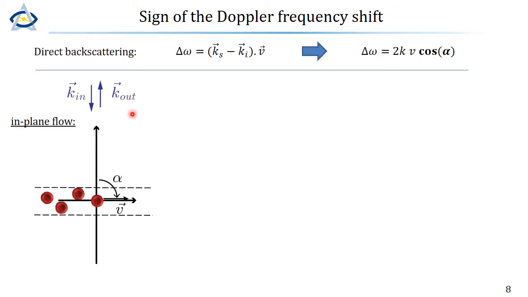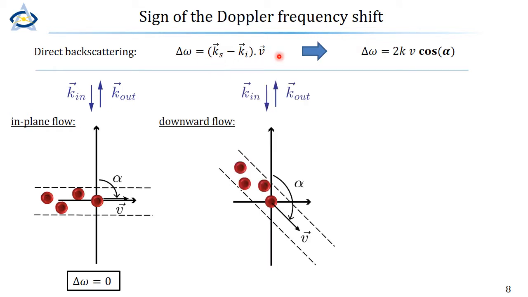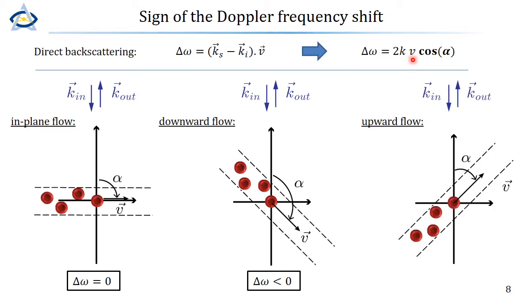In the case of in-plane blood flow, this angle gives a scalar product that is worth 0, so there is no frequency shift. But if the flow is going downward, then this cosine of the angle is negative, and the Doppler frequency shift is negative. So the frequency of the light that is scattered by the red cells will be lower than the initial frequency. And it's the opposite for upward blood flow. The frequency shift is positive, so the frequency is increased.